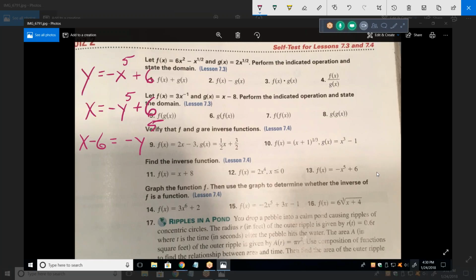So how do I get rid of this negative sign? What's that negative sign doing right now? Is it being added, subtracted, multiplying, or dividing? Subtracted? No, it's actually a multiplier. That's the same as minus 1. Okay. y to the fifth is being multiplied by minus 1.